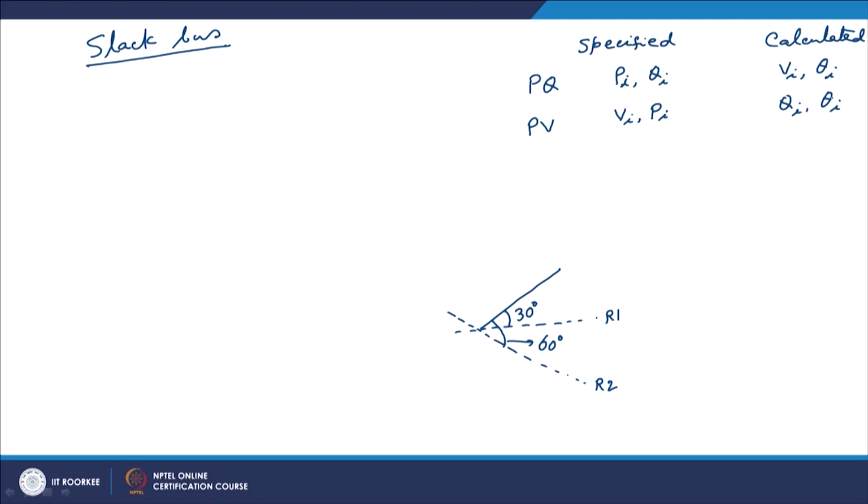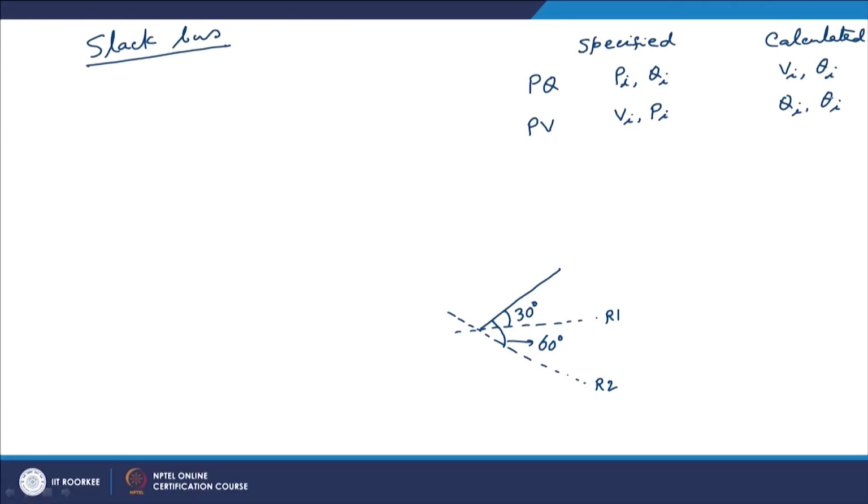So then therefore there has to be one bus at which we will pre-specify that the angle of this bus voltage would be made 0, and all the other angles, either of the voltage or current, would be calculated with respect to this particular reference angle. So then therefore this particular bus at which we make the angle equal to 0, we call it a slack bus. So at slack bus we also specify theta I, but we simply specify it to be equal to 0.